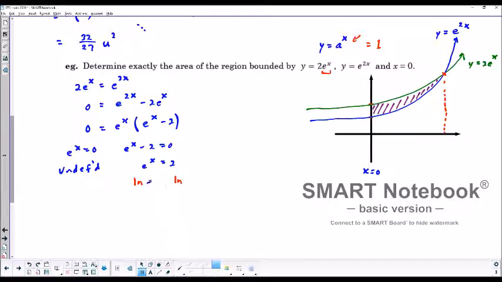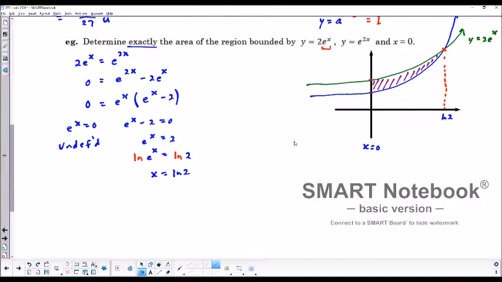And so we've got the natural logarithm of e to the x equals the natural logarithm of 2. And so then that just tells us that x equals the natural logarithm of 2. So the x value where they intersect is actually ln 2. Okay, so that's some value, but because we're determining exactly, we'll just leave that as ln 2, or sorry, the natural logarithm. Right? Some purists would dislike me saying ln 2 probably.